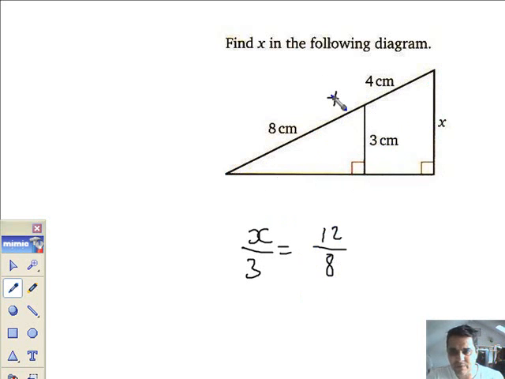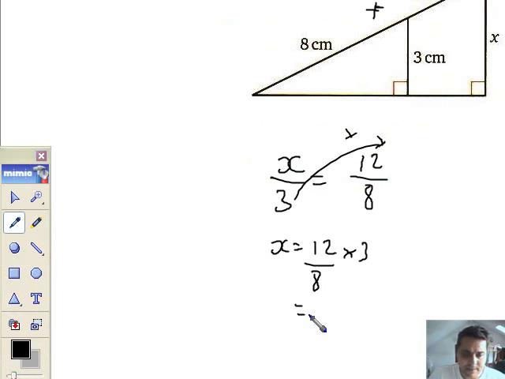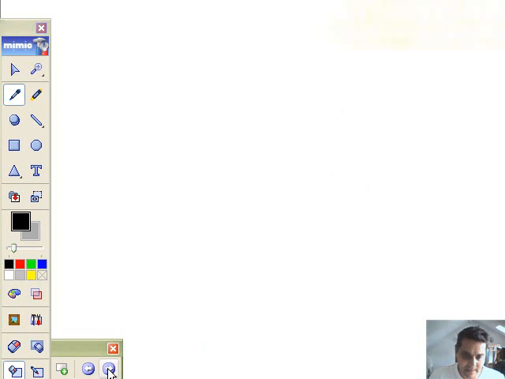I didn't draw two separate triangles. You know what you're doing now. So then just take the 3 over and multiply, usual thing. So I've got x equals 12 over 8 multiplied by 3. Grab a machine quickly. So it's going to be 36 divided by 8. 4.5. So x is 4.5 centimeters in length.